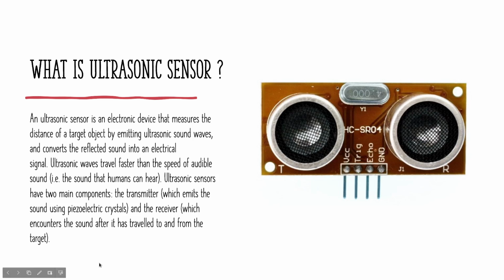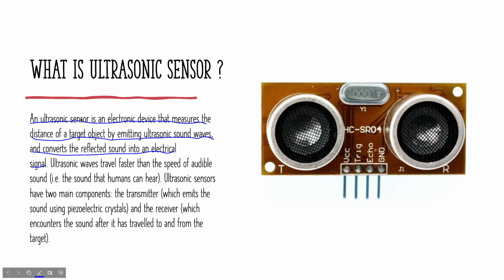Okay, so now let me just explain. Coming to the first line, an ultrasonic sensor is an electronic device that measures the distance of a target object by emitting ultrasonic sound waves and converting the reflected sound into an electrical signal. Now what does this mean? The ultrasonic sensor is just a component that measures the distance between an object and itself.